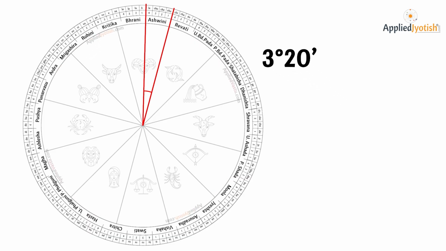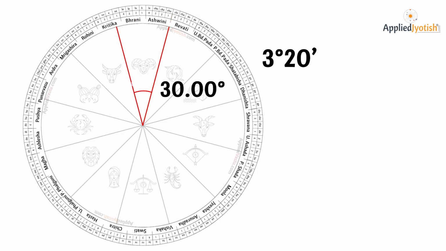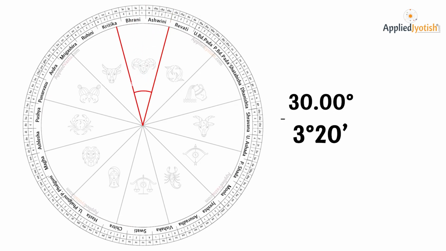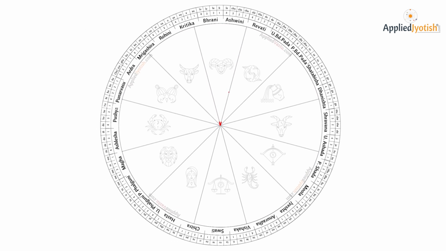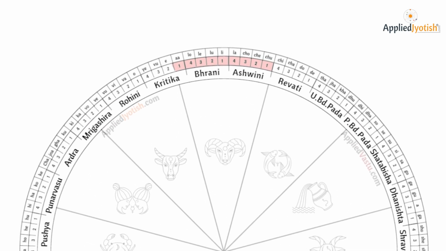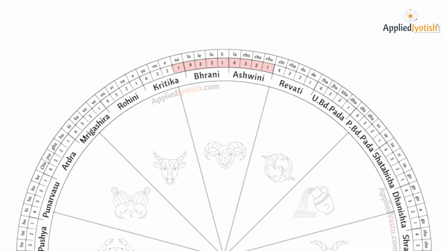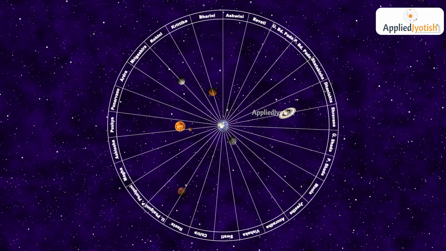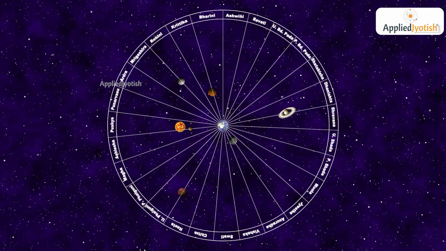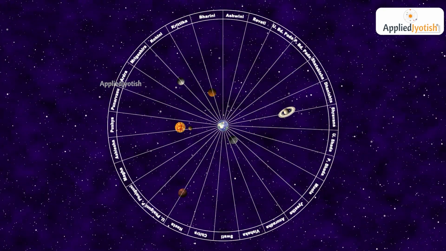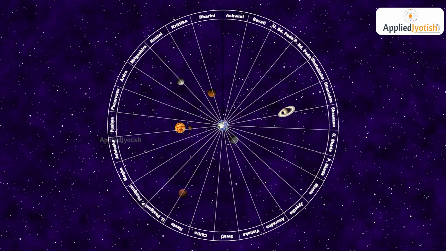Now how many padas are there in one Rashi? If we divide 30 degrees of a Rashi by 3 degrees 20 arc minutes, the degree of one pada, we get 9 padas. Thus, each Rashi contains 9 nakshatra padas. In a birth chart, the results of a planet are interpreted based on which nakshatra pada or quarter it occupies.